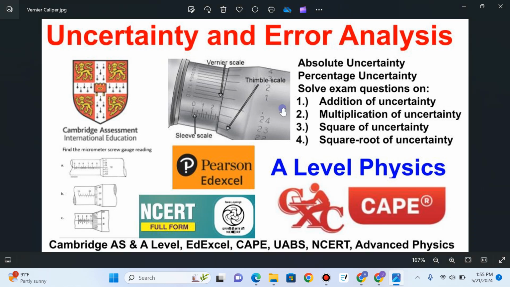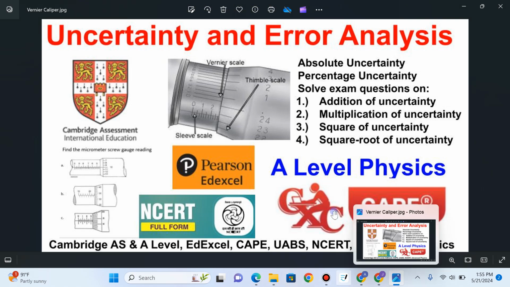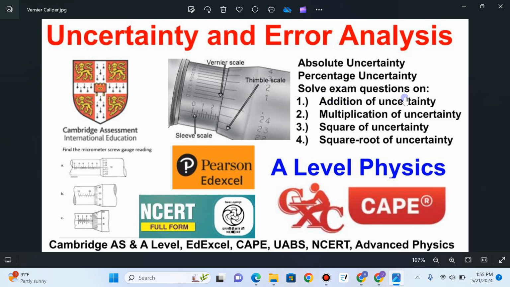Good day. I welcome you to the discussion on uncertainty and error analysis. Today we're going to talk about the addition of uncertainty, subtraction, multiplication, division, then we deal with square and square root of uncertainty. Let's start.